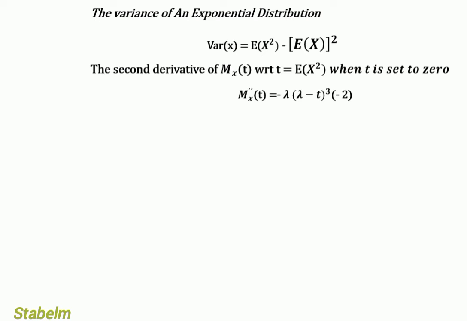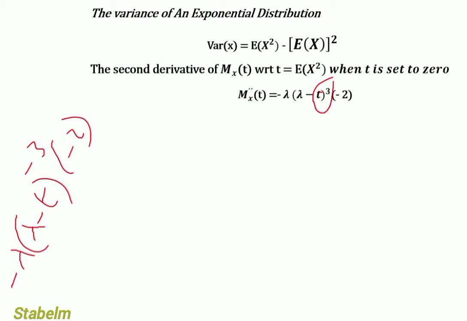Now from this differentiation here, the power is supposed to be minus 3. So minus lambda into bracket lambda minus t raised to the power minus 3, then into bracket minus 2. It's supposed to be minus 3. This point here is raised to the power minus 3 if we differentiate it very well.